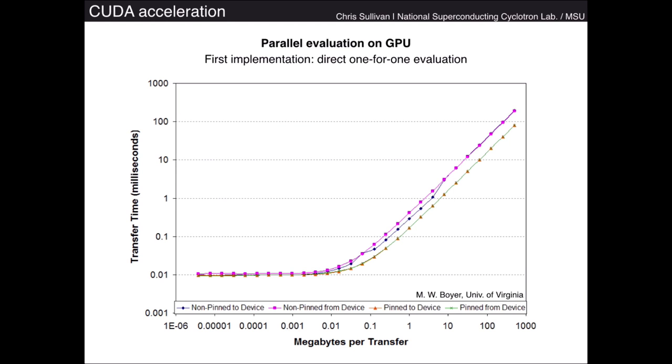So what I want to show you here is a plot of the amount of time it takes to transfer a certain amount of data as a function of the megabytes per transfer.